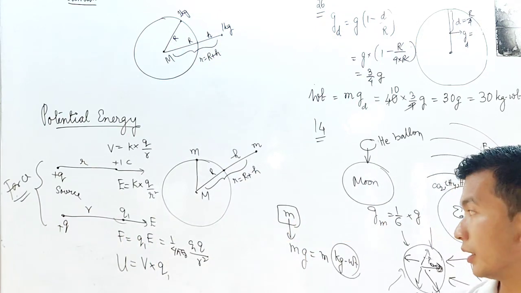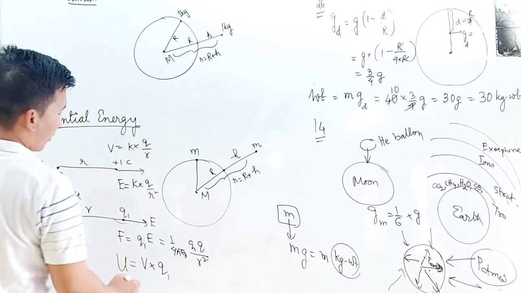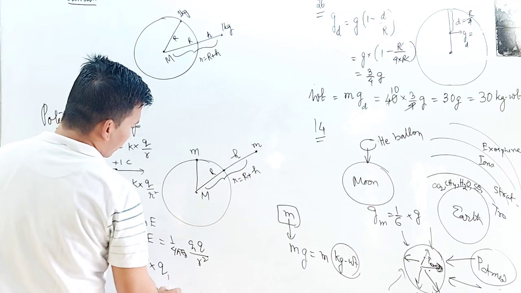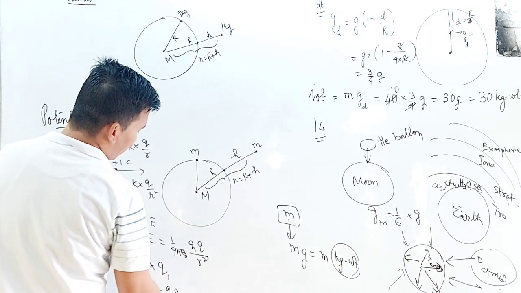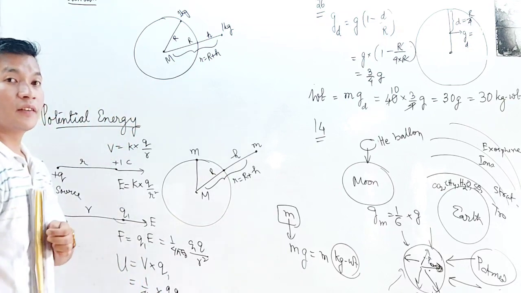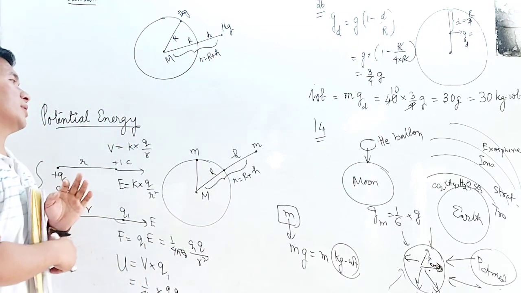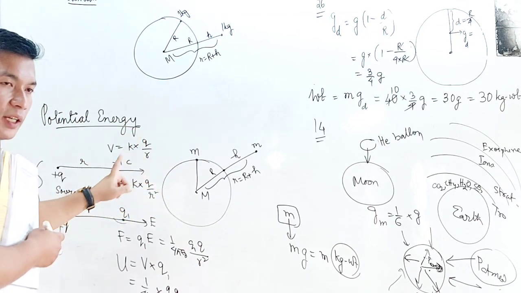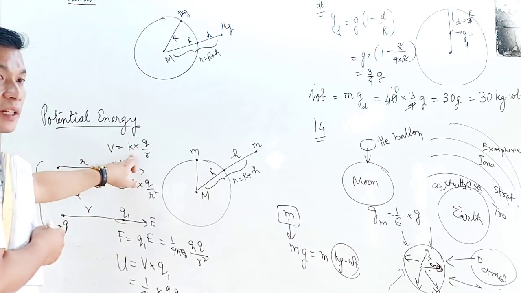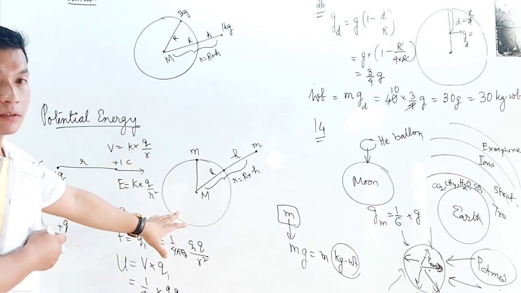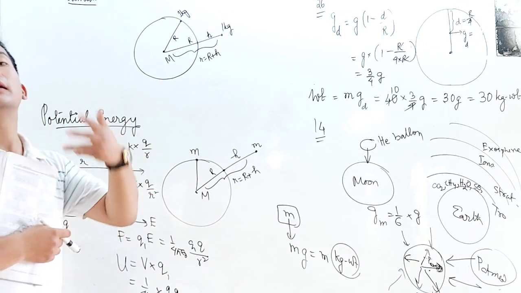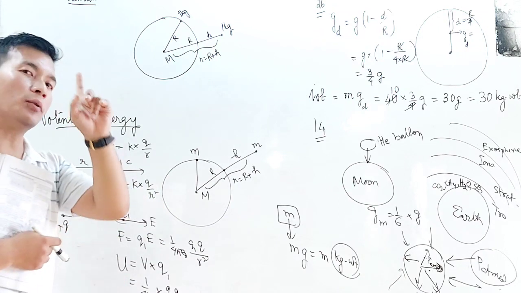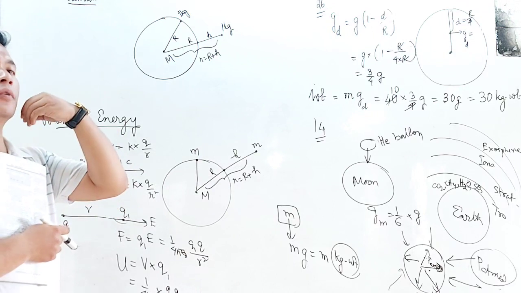Our expression becomes V equal to 1 by 4 pi epsilon naught into Q1 divided by R. Finish. In conclusion, potential is for 1 unit: the energy for 1 unit will be potential. The energy for multiple units, maybe 5, 6, 7, 10, will be known as potential energy. Potential is only one, and potential energy will be for multiple.